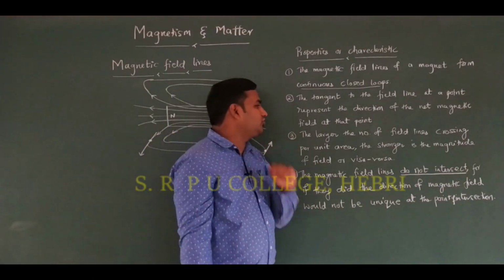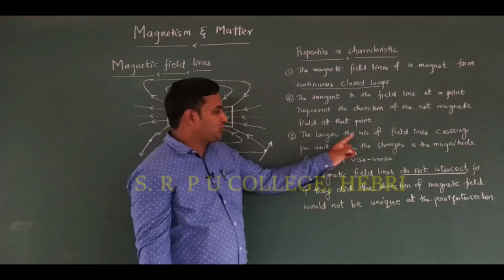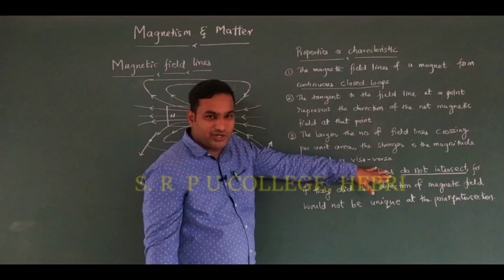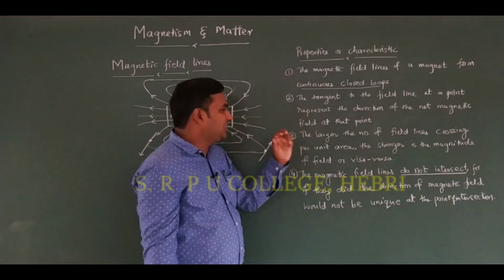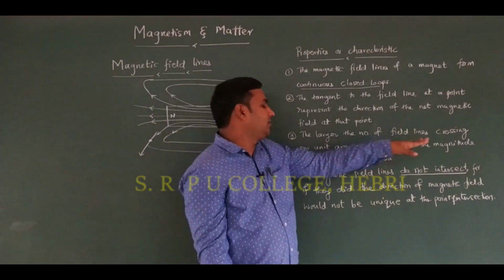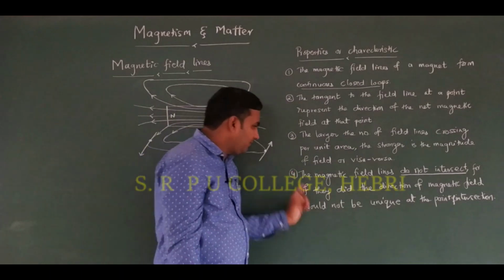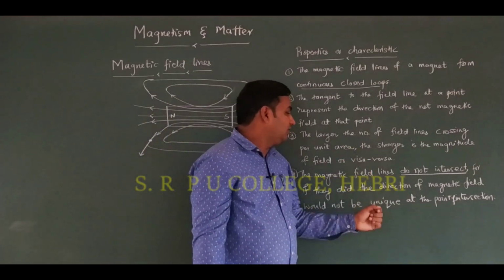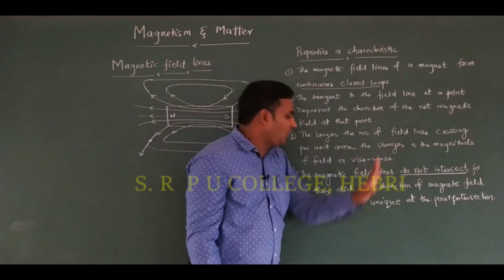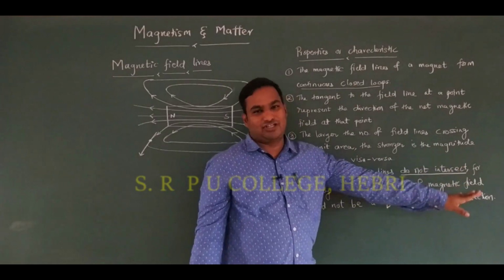Third, the larger the number of field lines crossing per unit area, the stronger is the magnitude of the field, or vice versa. That means the lesser the number of field lines crossing per unit area, the weaker is the magnitude of the magnetic field. Fourth important property, the magnetic field lines do not intersect. For if they did, the direction of magnetic field would not be unique at the point of intersection.